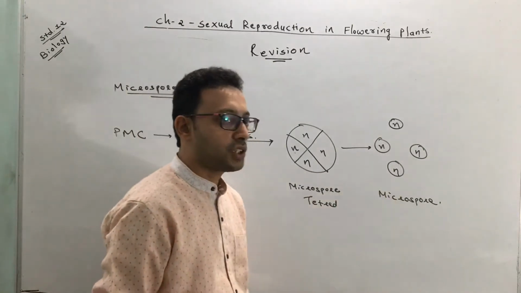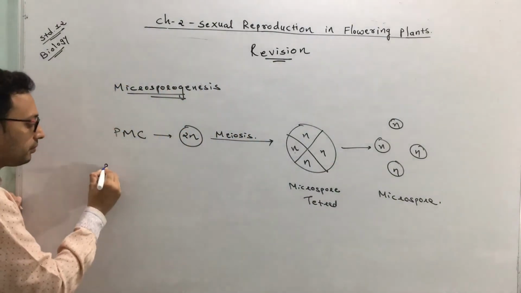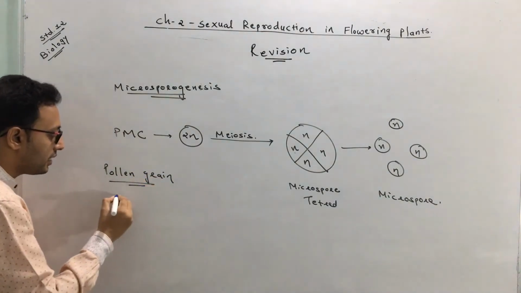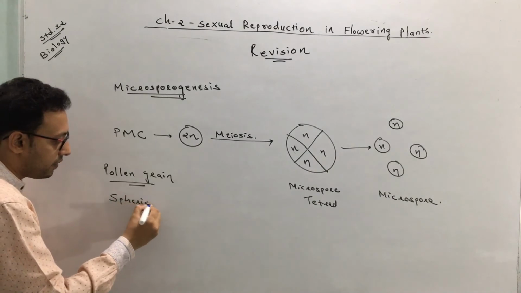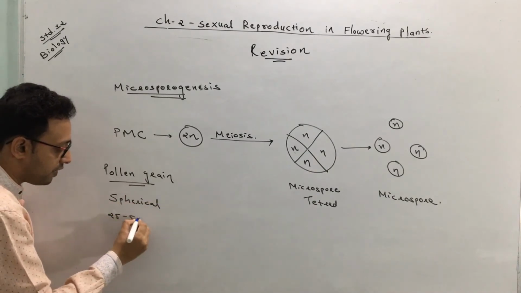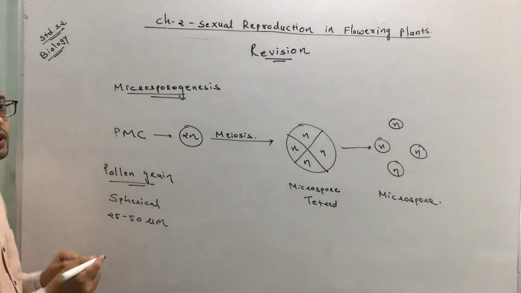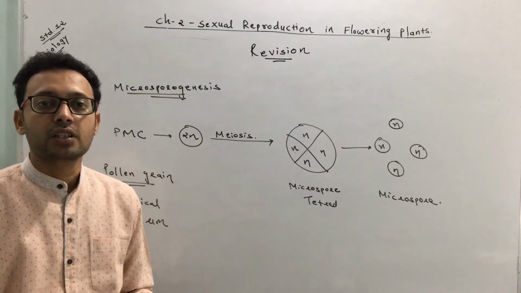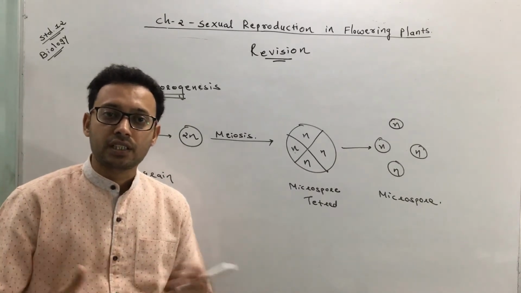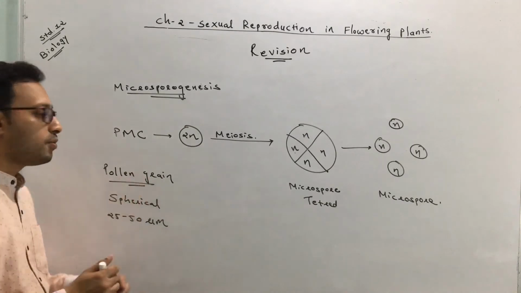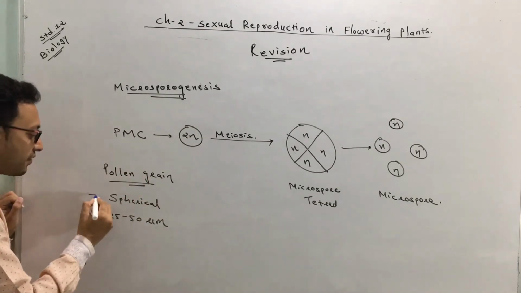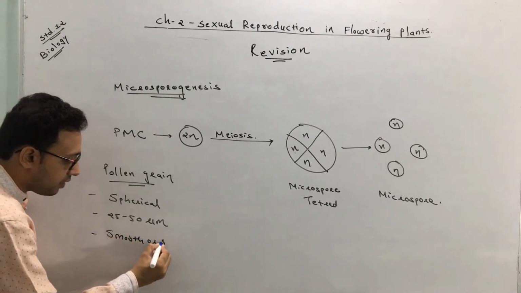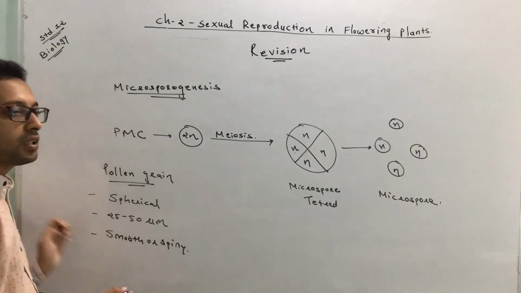If you see the structure of this microspore or pollen grain, what is the structure of a pollen grain? Usually the pollen grain is spherical with a diameter of 25 to 50 micrometer. This is the diameter of a pollen grain. Okay, but it may also be of different shapes. It may be oblong, it may be ovoid, or disc-like. Such kinds of pollen grains are also present. If you see its surface, the surface may be smooth or spiny.